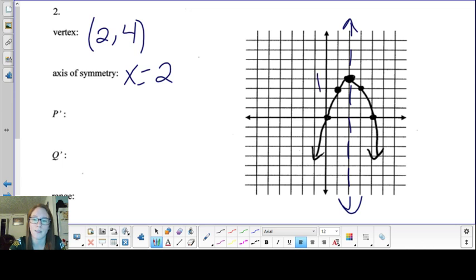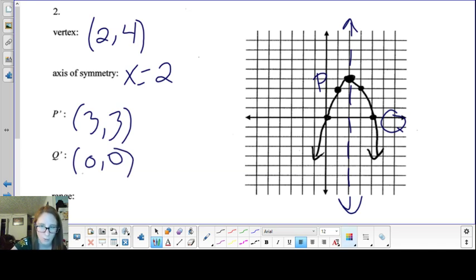So say I let this one be P and I let this one be Q. Now they don't have to be on the same side. My axis flips both ways. It doesn't matter. So if I want P to be the first one, my P prime would have to be across from it. So that would be at 3, 3. And therefore my Q prime would be at 0, 0.